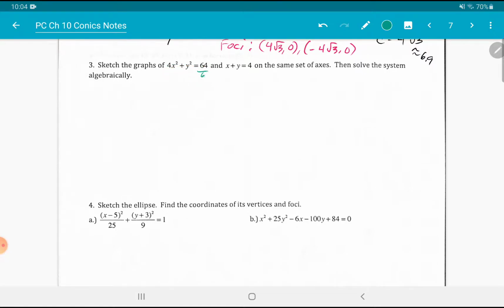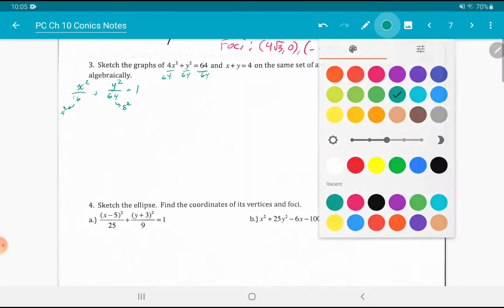I want to divide by 64, so that way I can actually get my ellipse to have a value of 1 on the other side. That'll give us x squared over 16 plus y squared over 64 equals 1. So there's the equation of our ellipse. What does that tell us? Well, the x axis is going to have a length of 4, and the y axis, the vertical length, is going to be a length of 8, since the values are squared, basically.